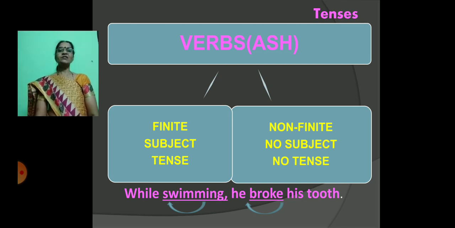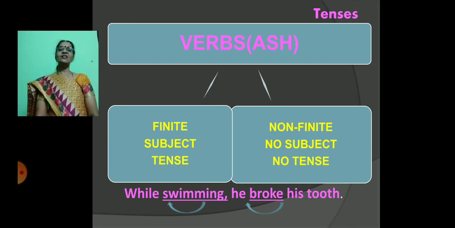So now let's see in the example. While swimming, he broke his tooth. Now here we have got in this sentence two verbs. So among these two verbs, let us see which one is a finite and which one is a non-finite. So now let's take up the first verb, that is swimming. Now before swimming, you have got the word while. So is while a noun or a pronoun? No, it's neither a noun nor a pronoun. So it can't be a subject.